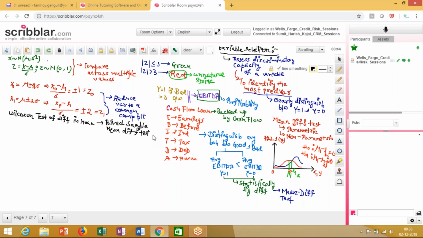Now, can you tell me what exactly is a paired sample test? Because when I'm doing a mean difference test, right, I'm using two samples. So what is so special about a paired sample? Any idea as to what a paired sample test is? How is testing for mean difference between two groups of observations different from doing a paired sample t test of two groups, or doing a paired sample mean difference test of two groups? Any idea?